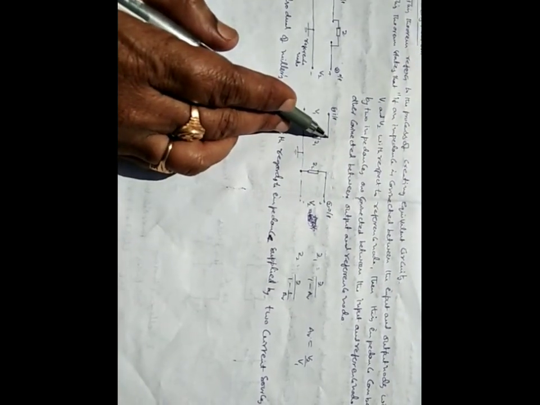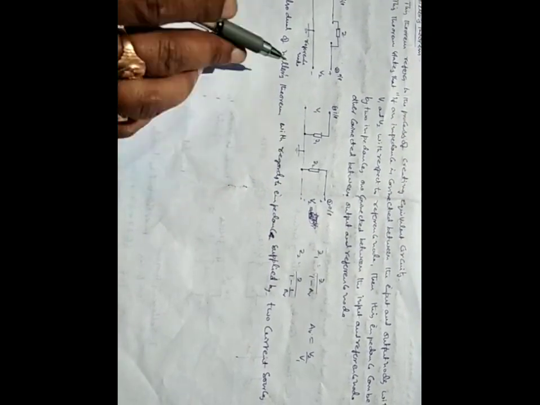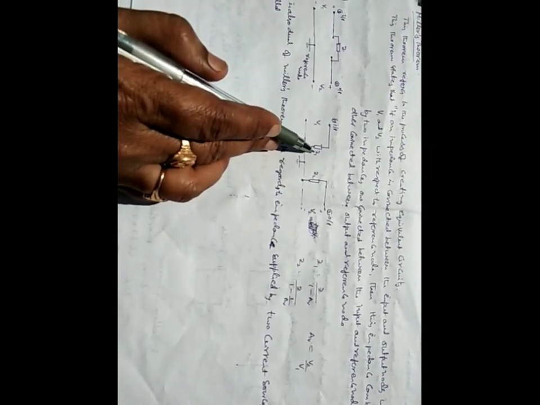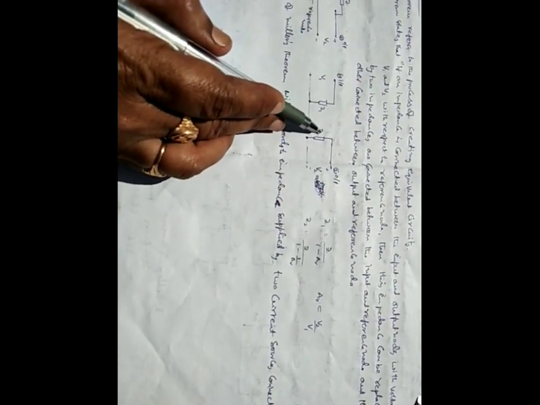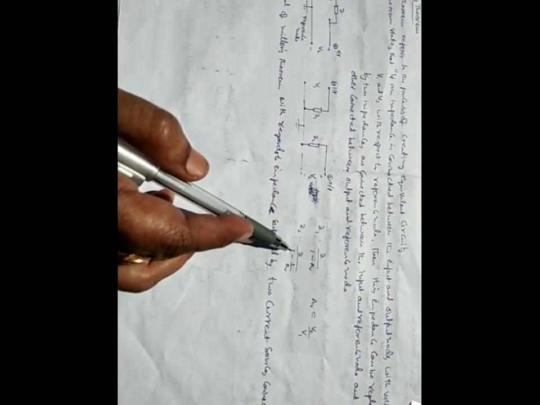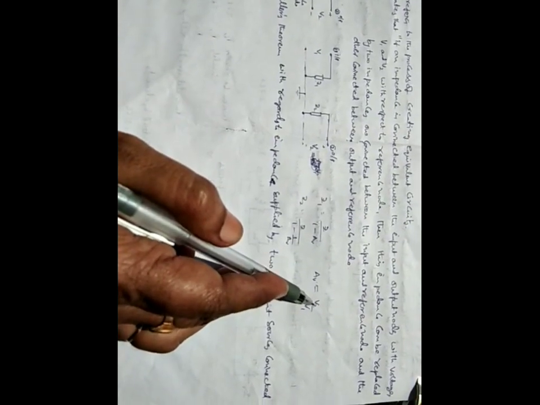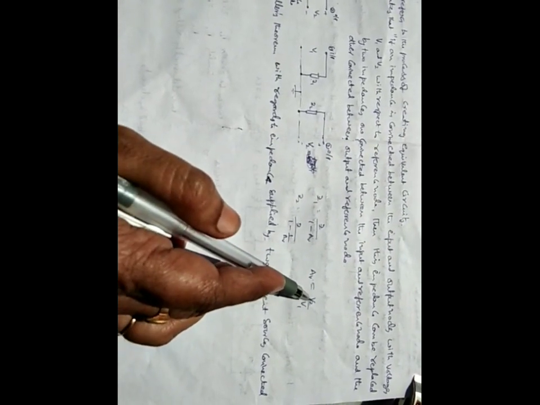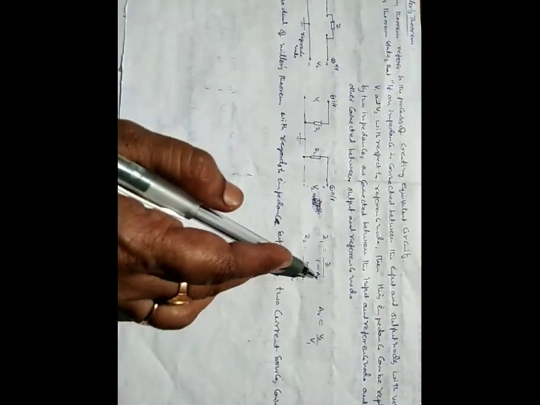One is between node 1 and reference, and Z2 is in between node 2 and reference. The value of Z1 is given by Z by 1 minus AV, and the value of Z2 is given by Z by 1 minus 1 by AV, where AV is the ratio of V2 to V1, that is, voltage gain, output voltage by input voltage. So this is Miller's theorem.